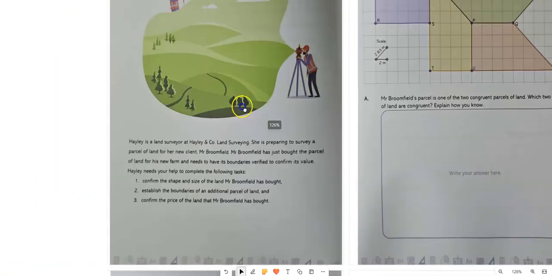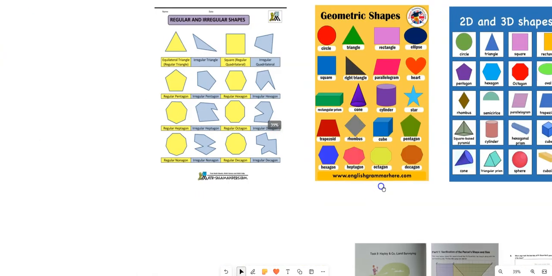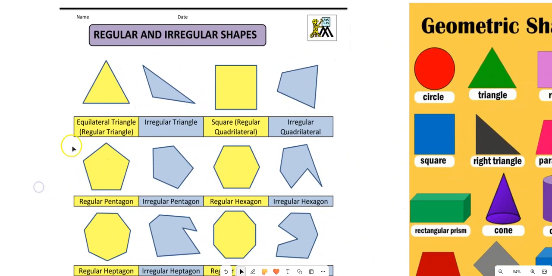Before we go, let's just review a few things here. So we have certain shapes. So this is an equilateral triangle. Okay, all sides and angles are equal. This is irregular. This is a square, regular square. This is an irregular four-sided quadrilateral. So we have 1, 2, 3, 4 sides.